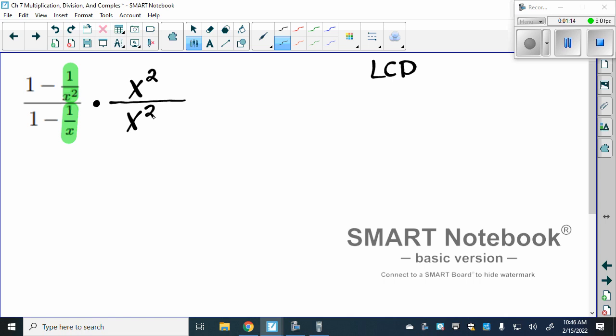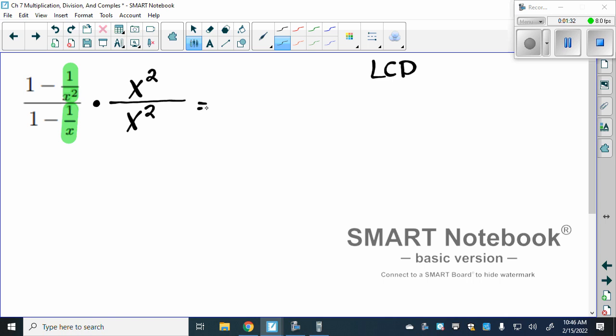And what would we need to multiply the 1 over x by to get its x to cancel? X. Well, do we already have it with the x squared? Well, yeah. So here we don't need to multiply it by another x because we already do have one inside the x squared.